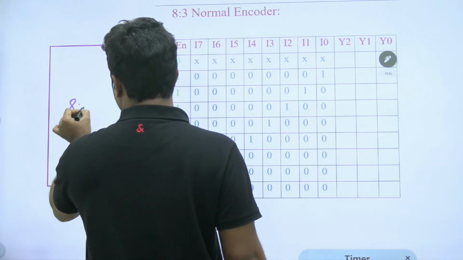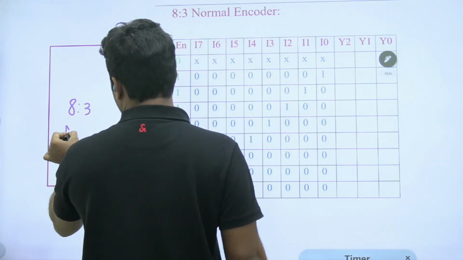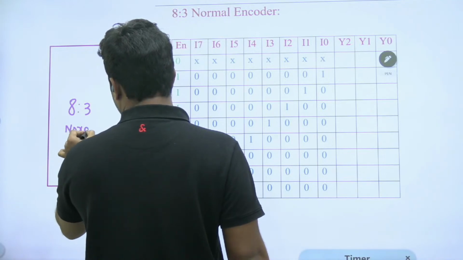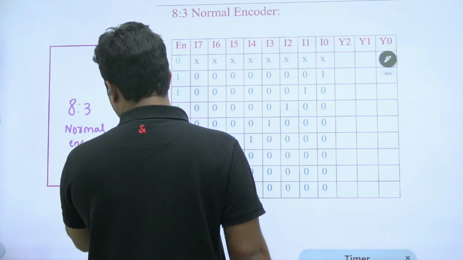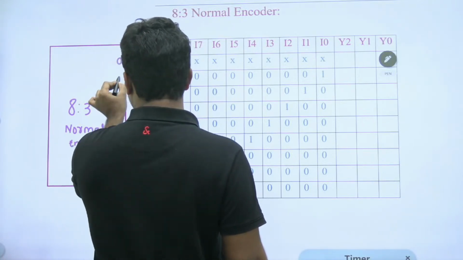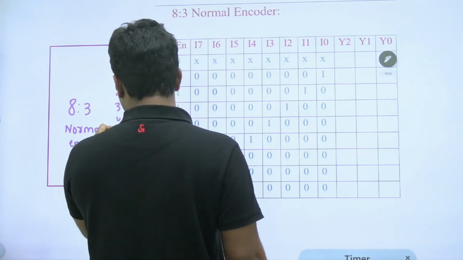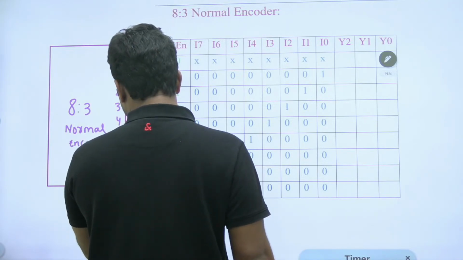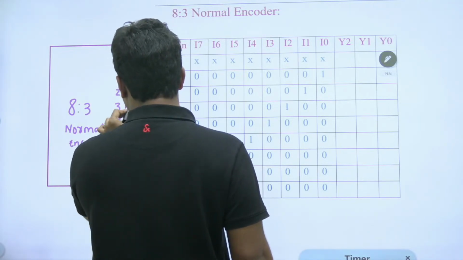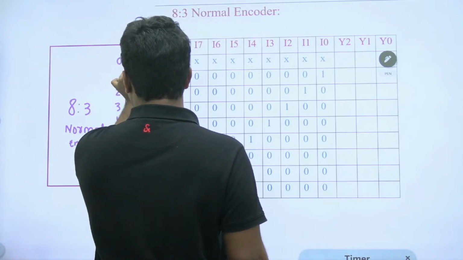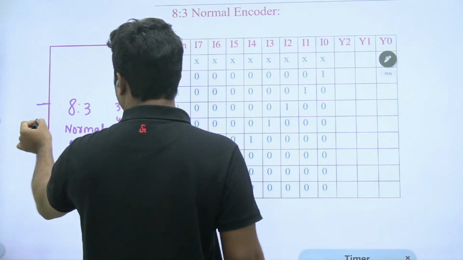We are discussing now the encoder. First the normal encoder. Then tomorrow we discuss the priority encoder and finish this chapter. And tomorrow we will continue with more problems on all combinational circuits. Like all PYQs of electrical engineering, I'll bring and I will do it.